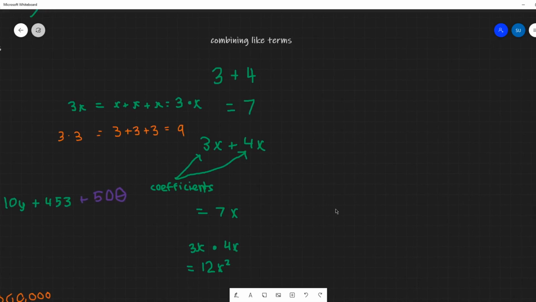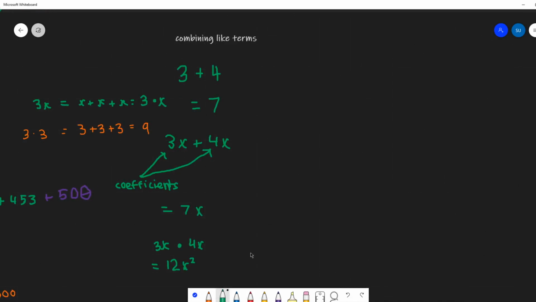If I could come up with another example, like y plus x plus 4z, and we'll add this to 2y plus 10z plus 3x.